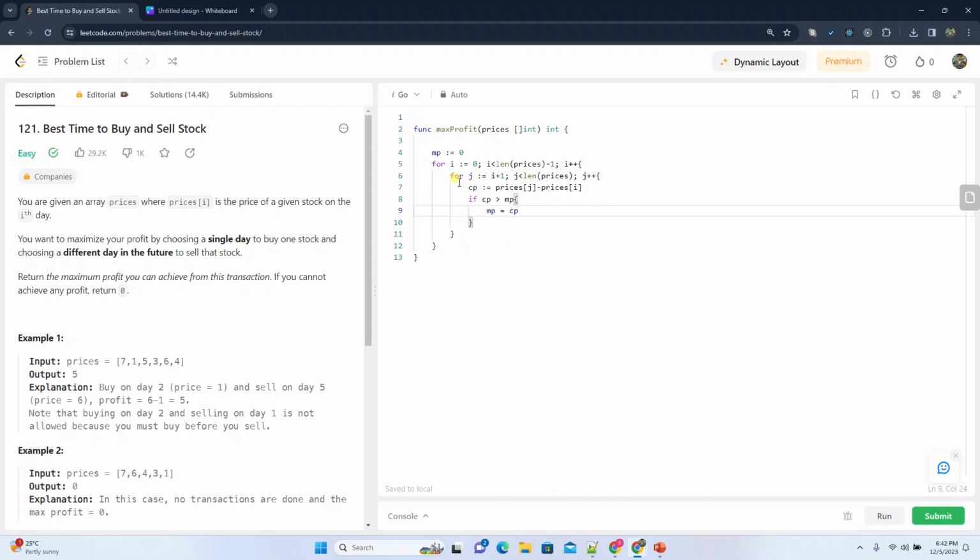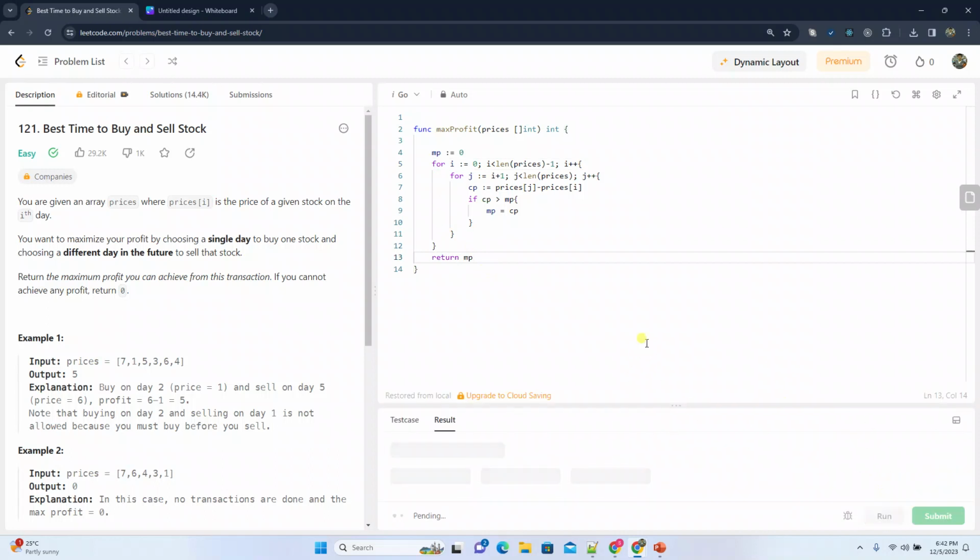As we discussed in the theoretical part, this will iterate over all the elements two times. So at the end we can just return the maximum profit. Okay, let me run this program and see. This is brute force. Okay, this is accepting the solution and this is fine for us.